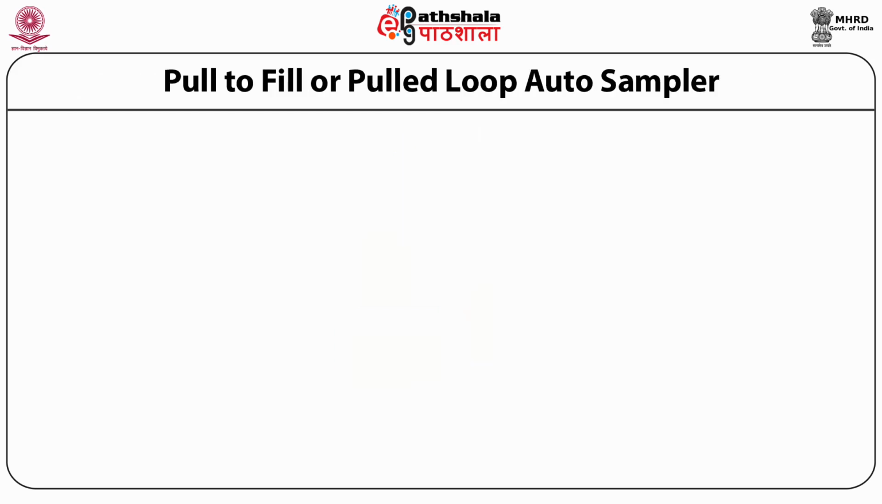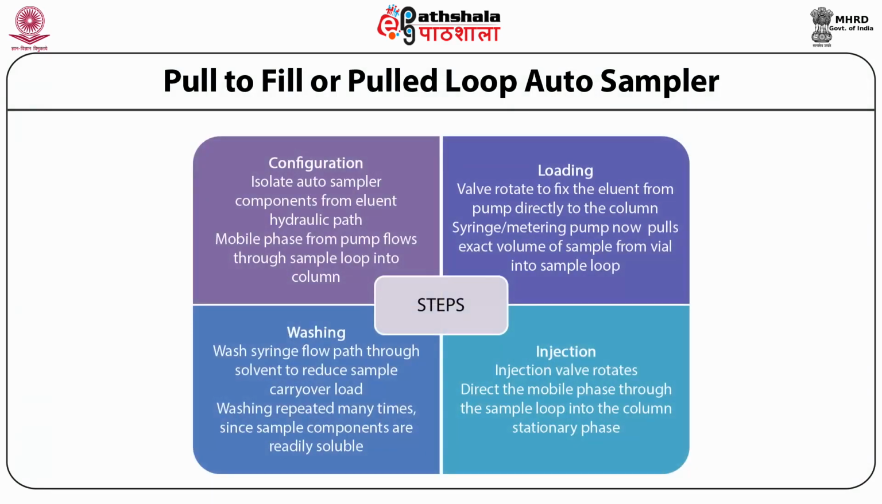This slide summarizes the process of the pulled loop autosampler. According to the configuration, the autosampler components are isolated from the hydraulic path during elution. Sample loading is done with the help of a metering pump that draws the exact volume of sample, and sample injection is assisted by rotational movement of the valve. Sample carryover is reduced through repeated washings.